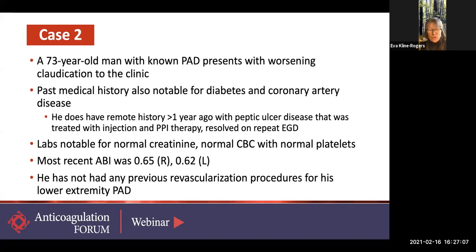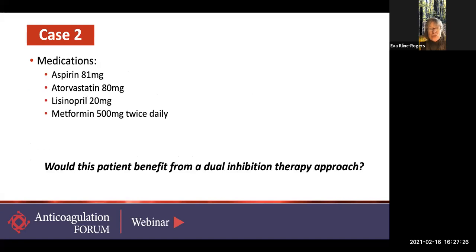His labs: normal creatinine, normal CBC with platelets. Most recent ABIs demonstrated ratios of 0.65 on the right, 0.62 on the left. He has not had any previous revascularization procedures for his lower extremity PAD. Next slide. Current medications include low-dose aspirin, high-dose atorvastatin, lisinopril 20 milligrams, metformin 500 milligrams twice daily. Would this patient benefit from a dual inhibition therapy approach? And I'm going to reach out to my colleague and friend, Jeff Barnes, to answer this question.